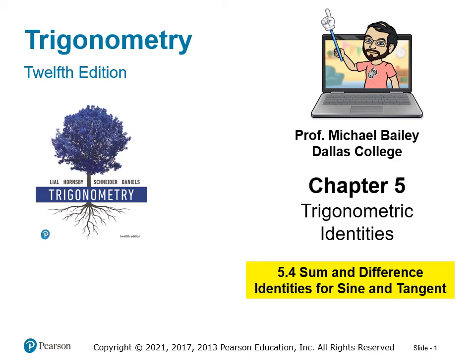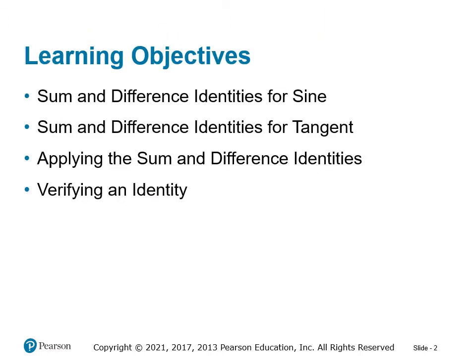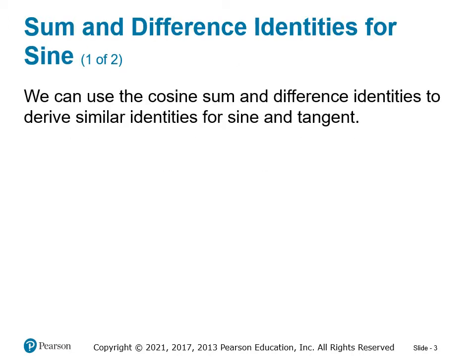We're looking at sum and difference identities for sine and tangent, and we'll be using the sum and difference for cosine to build these identities. So we're going to look at sum and difference for sine, sum and difference for tangent, how to apply these, and then of course we're going to do another identity verification.